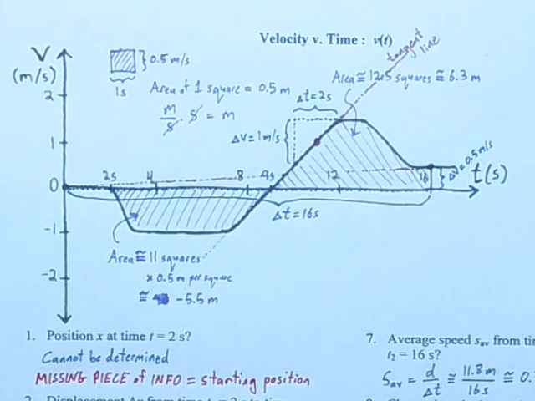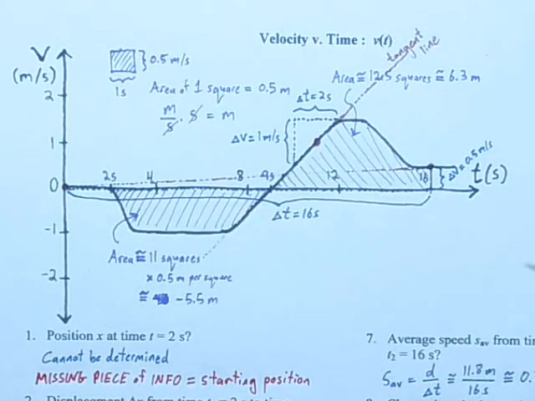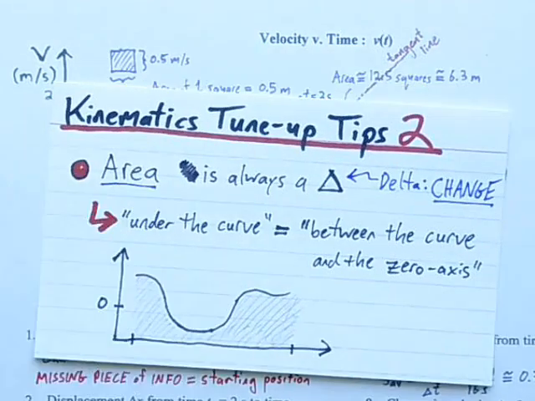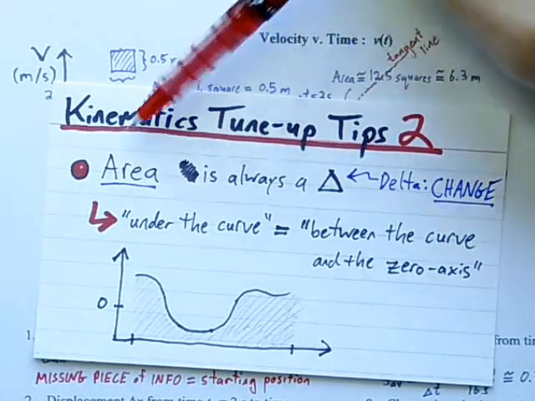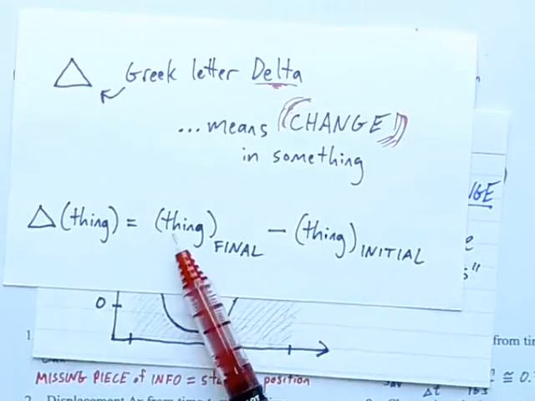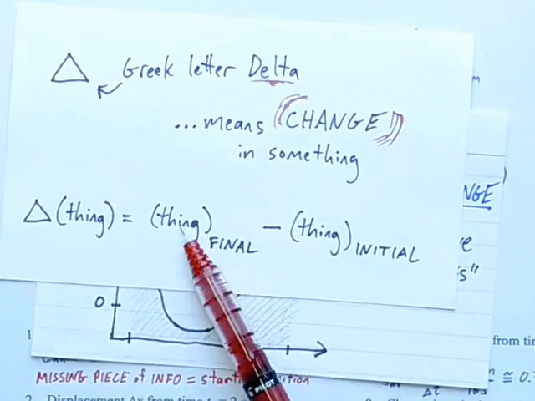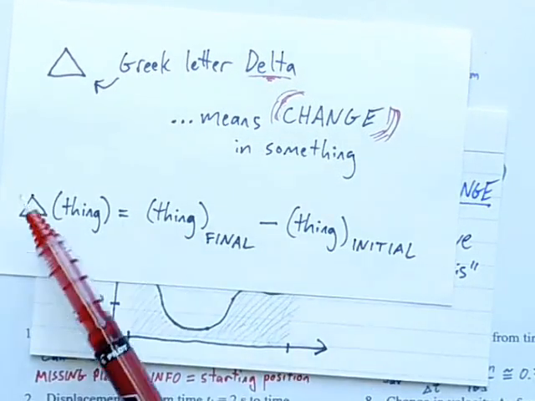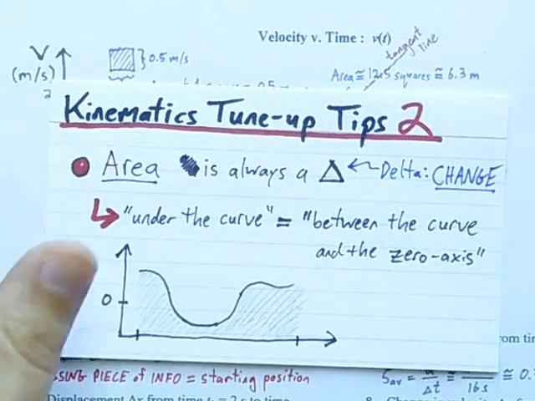Now, you may be thinking, wait, doesn't the area under the curve on a velocity graph tell you about position? And yes, indeed it does. My next tune-up tip is a reminder that an area is always a delta. An area on any graph represents a change. It tells you a final value minus an initial value, but it doesn't tell you the final value or the initial value. It tells you the difference between them. That's what you always get from an area.